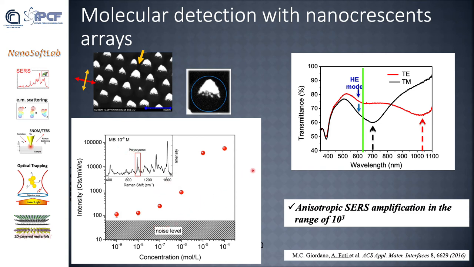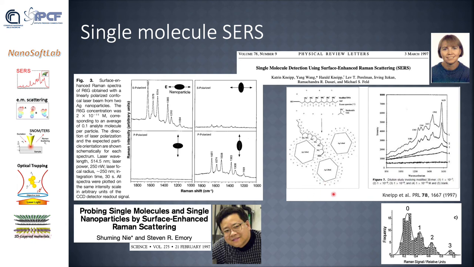This is a typical experiment that is performed in SERS when we want to ascertain the minimum limit of detection of a molecule with decreased concentration. You see here we start from 10 to the 4th and go down to 10 to the 9th. And at 10 to the 9th we see the SERS signal of methylene blue, these peaks here. But we start seeing, of course, the signal of polystyrene, that is the substrate on which the nanocrescents have been grown. For instance, SERS offers extremely high molecular sensitivity. In 1997, it has been shown by two different groups that it is possible to perform single molecule detection. And further experiments in the subsequent years have shown that it's possible to count the molecules, 0, 1, 2, 3.